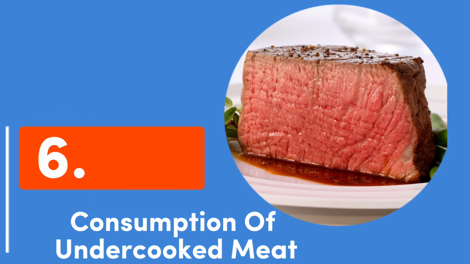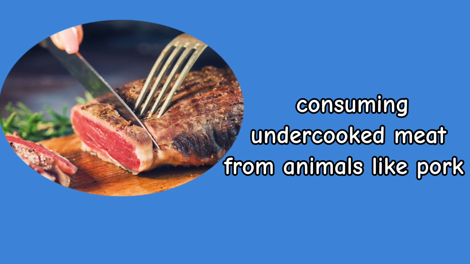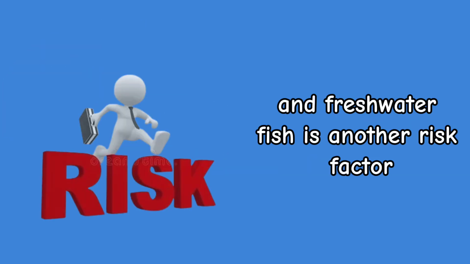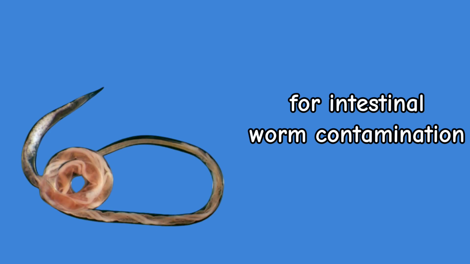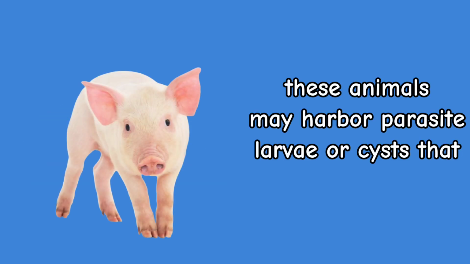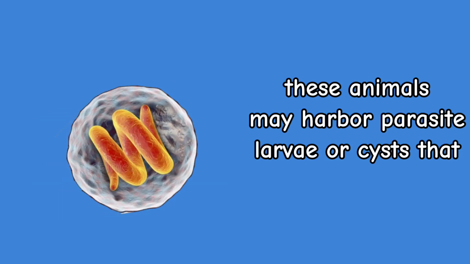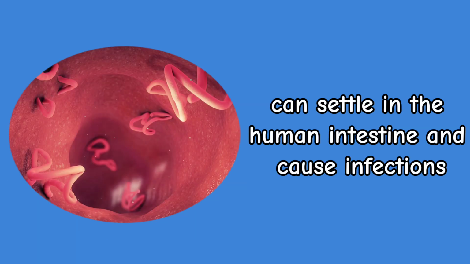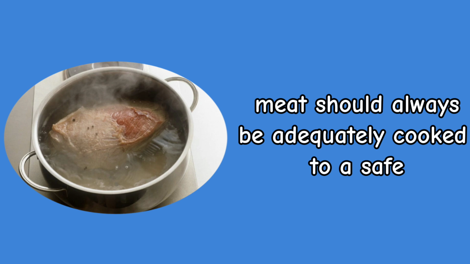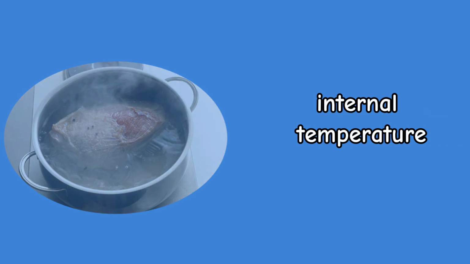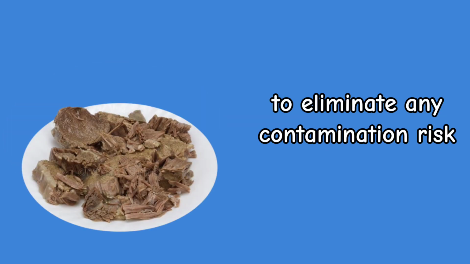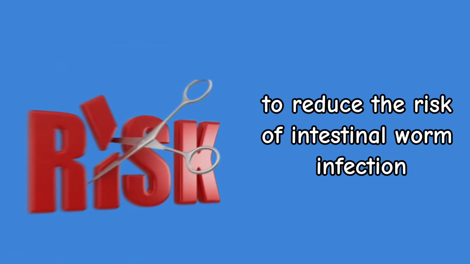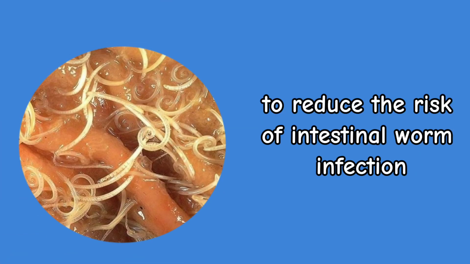6. Consumption of undercooked meat. Consuming undercooked meat from animals like pork, beef, lamb, and freshwater fish is another risk factor for intestinal worm contamination. These animals may harbor parasite larvae or cysts that, when consumed raw or undercooked, can settle in the human intestine and cause infections. Meat should always be adequately cooked to a safe internal temperature to eliminate any contamination risk. Adopting safe food handling and preparation practices is crucial to reduce the risk of intestinal worm infection.